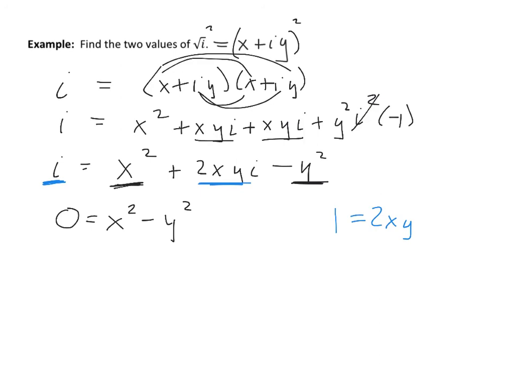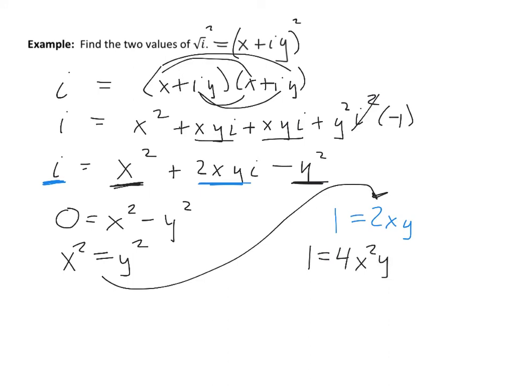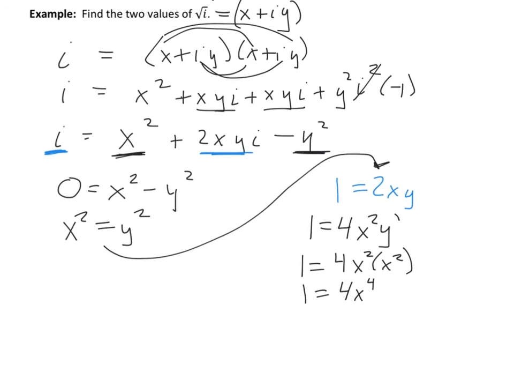I'm going to solve this by saying that x² has to be equal to y². And if x² equals y², I should be able to bring that knowledge over to here. If I square both sides of this, I'll get 1 = 4x²y², which means 1 is 4x²x². So 1 is 4x⁴. Now to solve this, I'm going to want to divide that 4 over. So 1/4 = x⁴, and then we can take the 4th root of both sides.